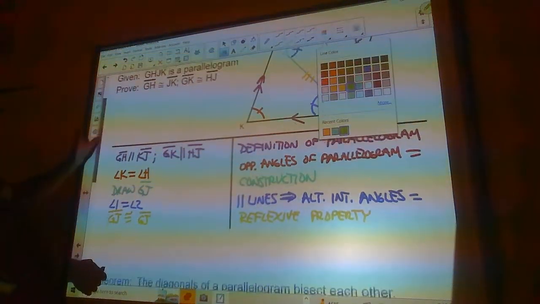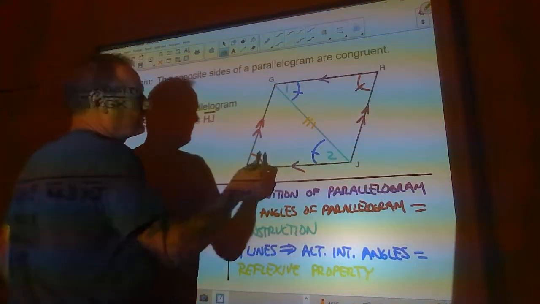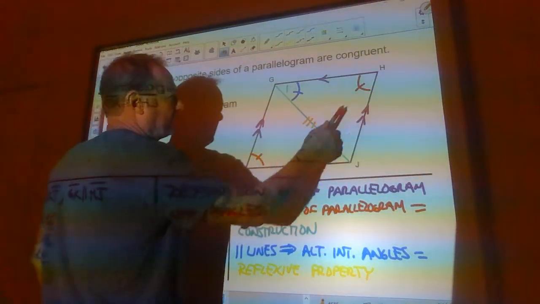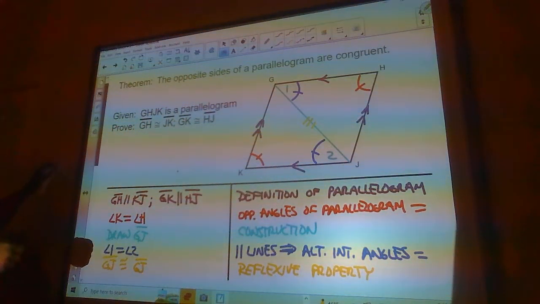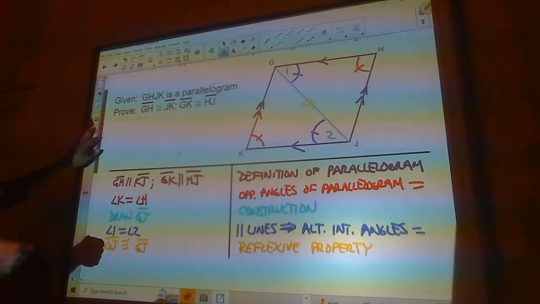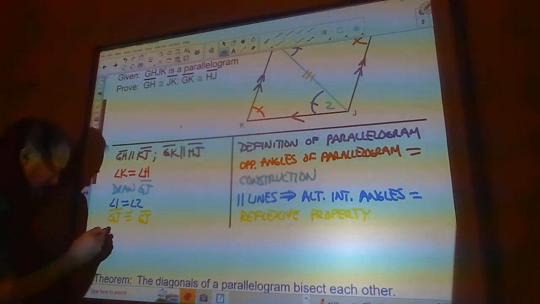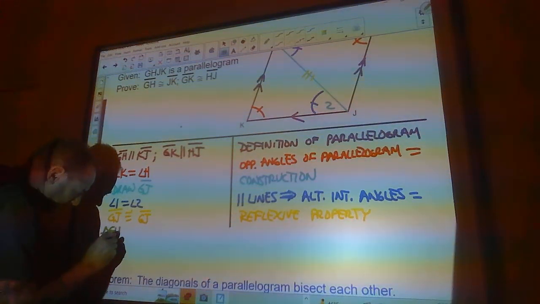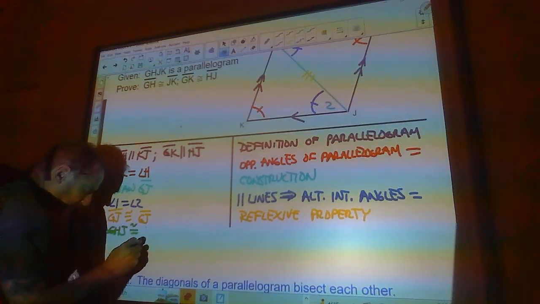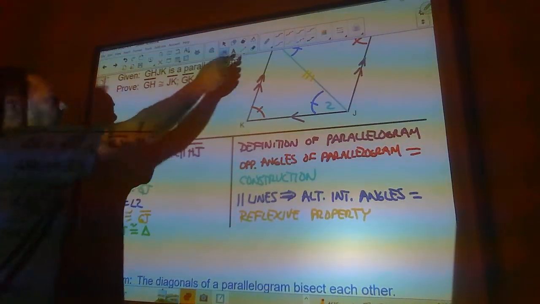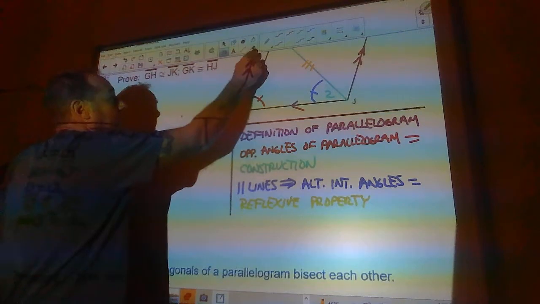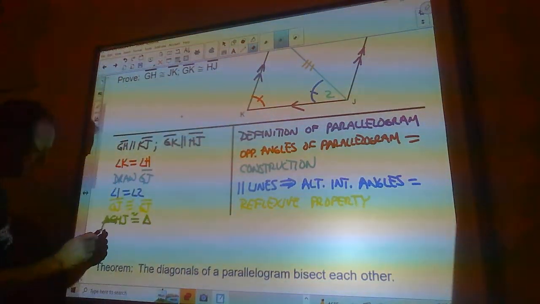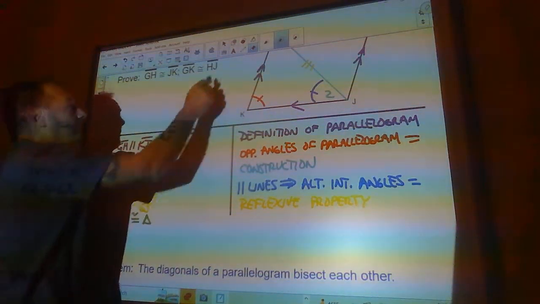Now, let's go back and look at these two triangles. Look what I got here. I got angle, angle, side, and I've got angle, angle, side. So the two triangles have to be congruent. Okay. So triangle GHJ has to be congruent to triangle... Oh, that's terrible to read right there. So we're going to rewrite that a little bit better.